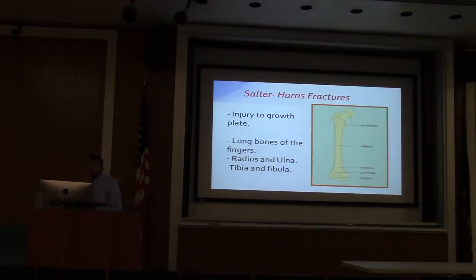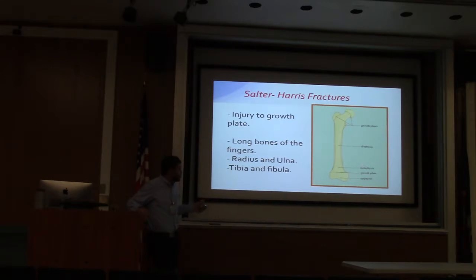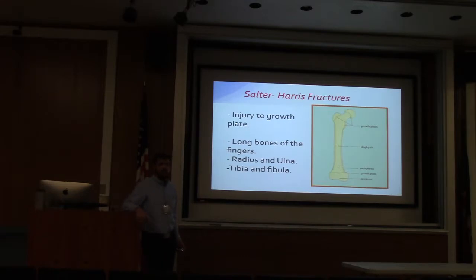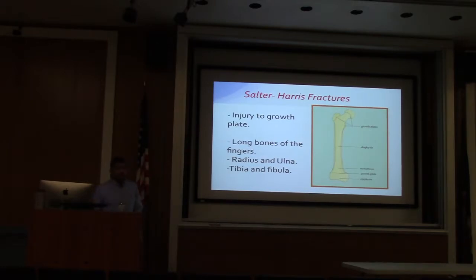So first, a review of anatomy in kids: long bone, diaphysis, and then the growth plate, the metaphysis, which is thin cortex and a common site for fractures, and then the epiphysis, which is the distal part. One of the commonest fractures in kids, around 20% of fractures, is the growth plate fractures. It's an injury to the growth plate, which is called Salter-Harris fractures. They usually affect the long bones of the fingers, phalanges, and the radius, ulna, tibia, fibula.